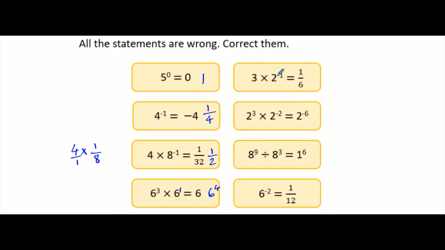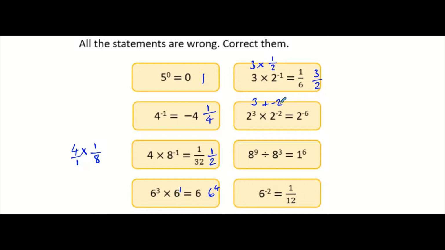Here we've got one which does involve a reciprocal, but this is going to mean 3 times, now 2 to the minus 1 is 1 over 2, so we'd end up with 3 over 2 or 1.5. The 3 is not in the denominator because the minus 1 only applies to the 2. Here's another one. We've got rules of indices here, so what we're going to do is add the powers. So we've got 3 add minus 2.